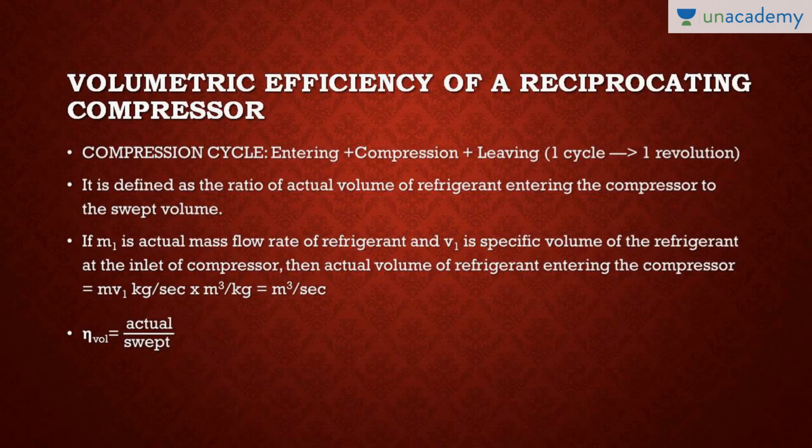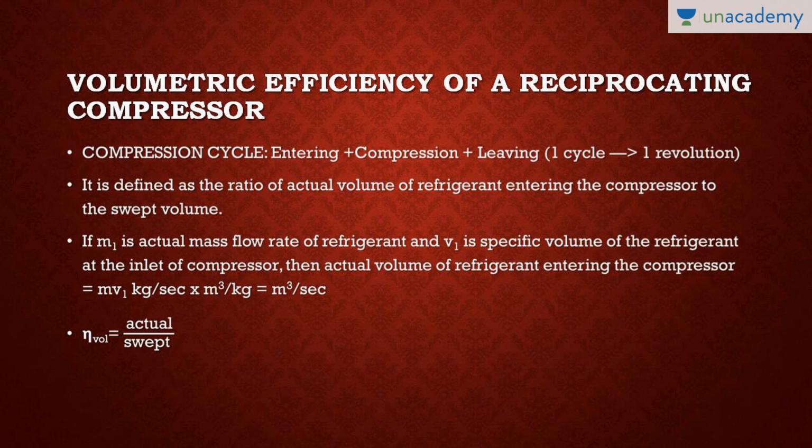So to start with, what is the volumetric efficiency of a reciprocating compressor? See how the reciprocating compressor works. A reciprocating compressor is basically a piston cylinder arrangement. Refrigerant is entering the compressor. After entering, the refrigerant is being compressed and next it will leave the compressor. So entering the compressor and leaving, this is the process in a reciprocating compressor, and one cycle is equal to one revolution. This is one complete compression cycle: entering, compression and leaving.